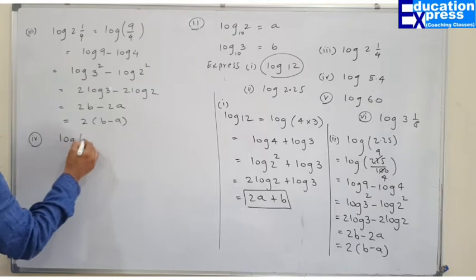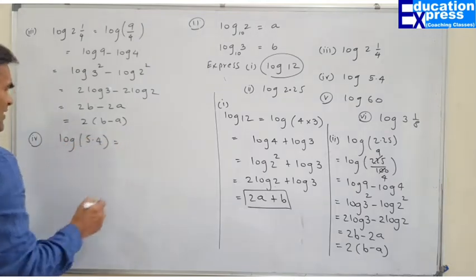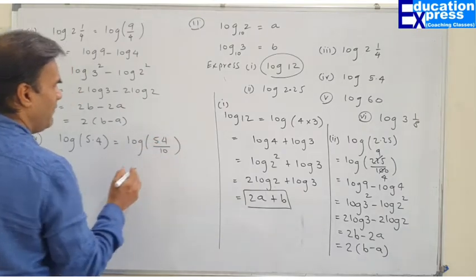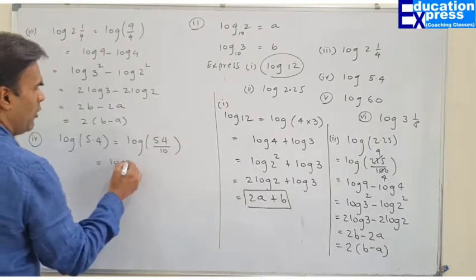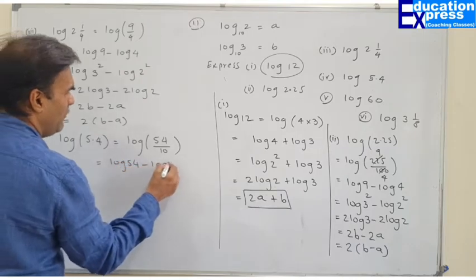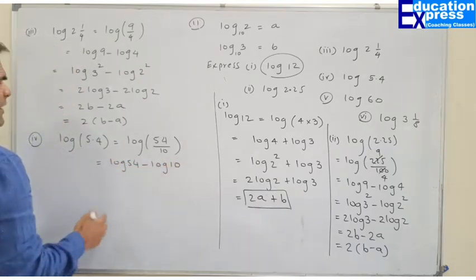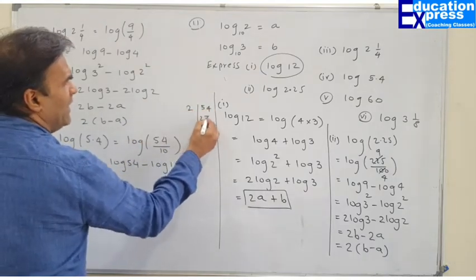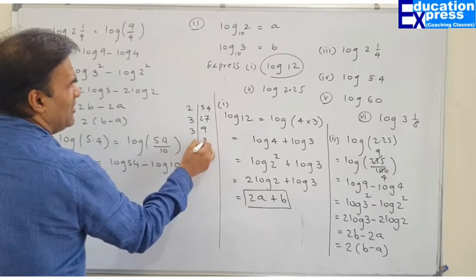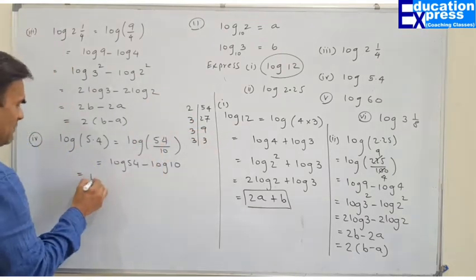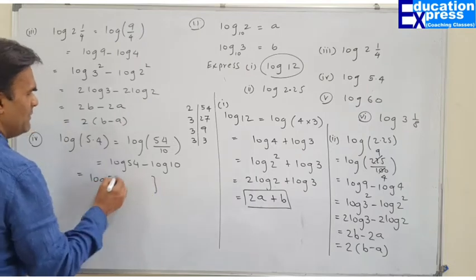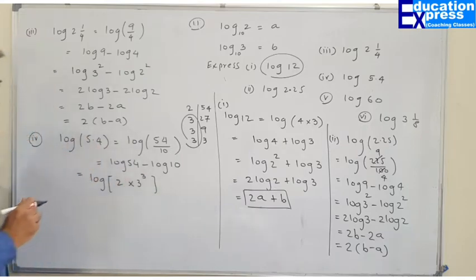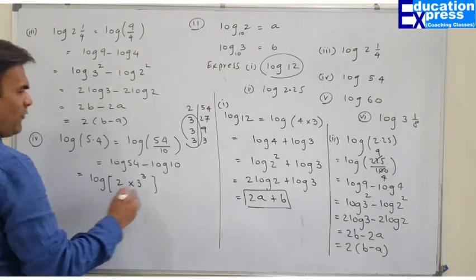We have to find log of 5.4, which can be written as 54 upon 10. So it would be log of 54 minus log of 10. So log of 10 is 1, but 54 we will do prime factorization. 2, 27, 3, 9, 3, 3, 3. So sir, simple way is we can simply write 2 multiply by 3 cube. Excellent. 2 multiply by 3 cube is 54 minus.